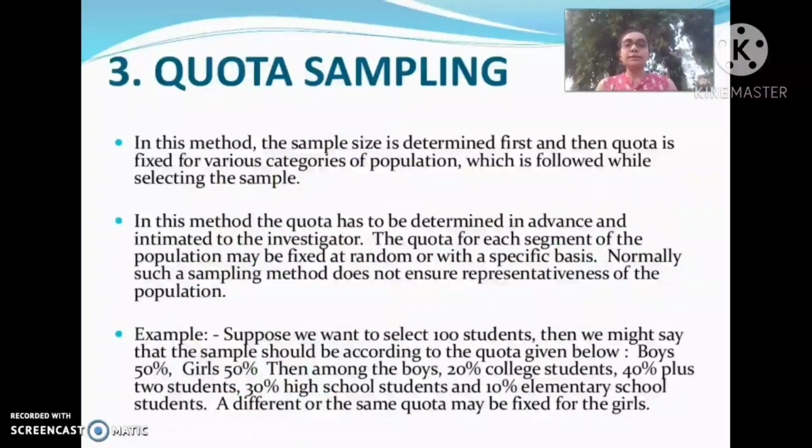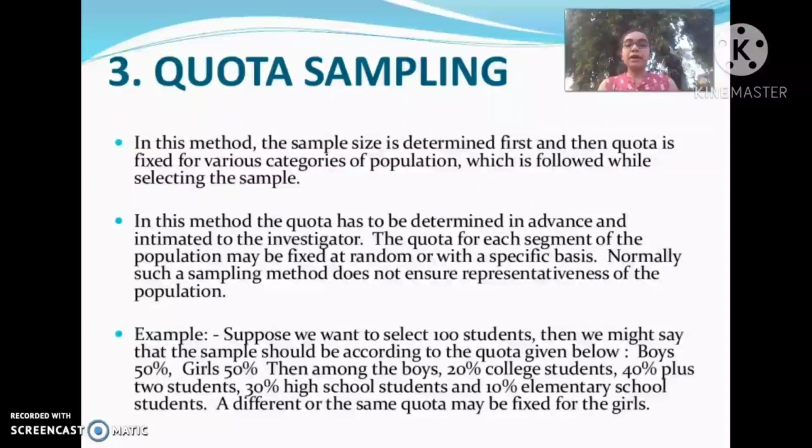Next is the quota sampling technique. In this method, the sample size is determined first and then a quota is fixed for various categories of the population, which is followed while selecting the sample. The quota has to be determined in advance and intimated to the investigator. The quota for each segment of the population may be fixed at random or with a specific basis. Normally, such a sampling method does not ensure representativeness of the population.